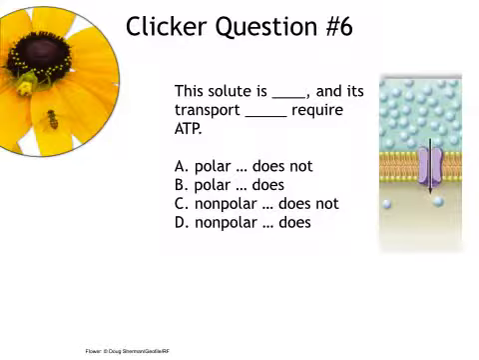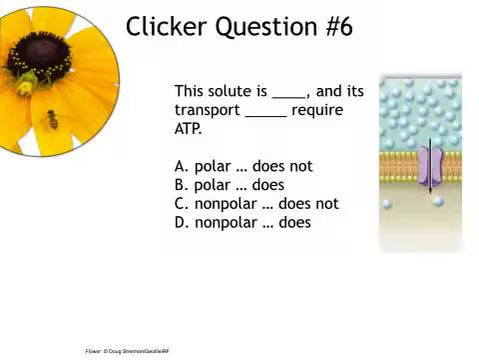Okay, so last question, and we're almost done. In this picture, you have a protein channel, and you have a solute that is moving from a high concentration gradient to a low concentration gradient. So what it's asking here is first whether the solute is polar or nonpolar, and then whether the transport requires or doesn't require ATP.